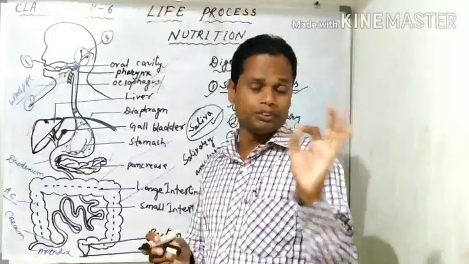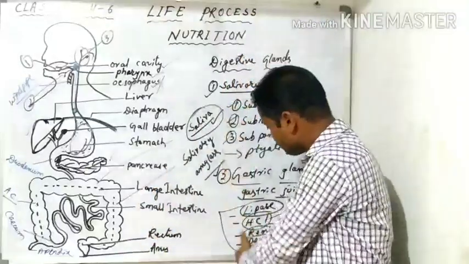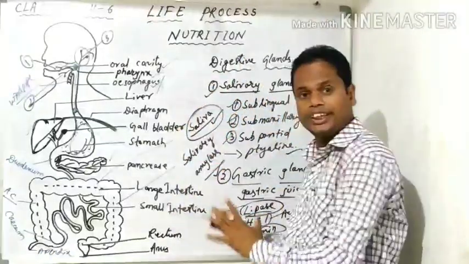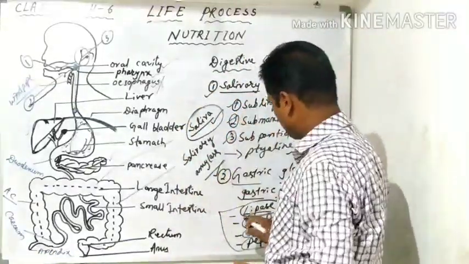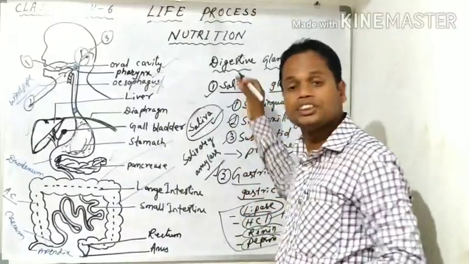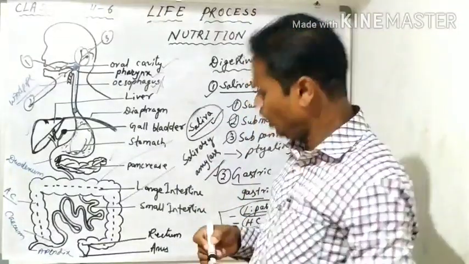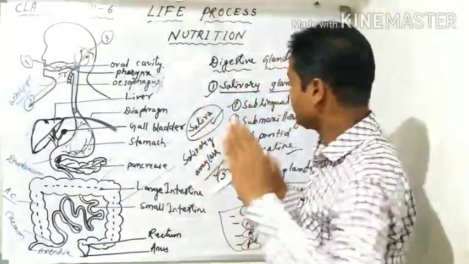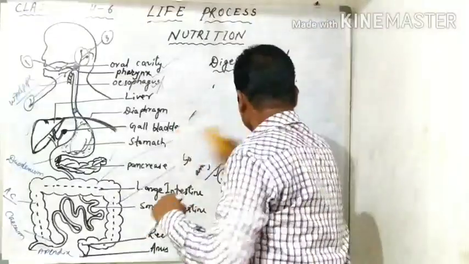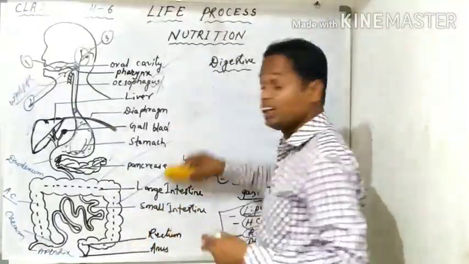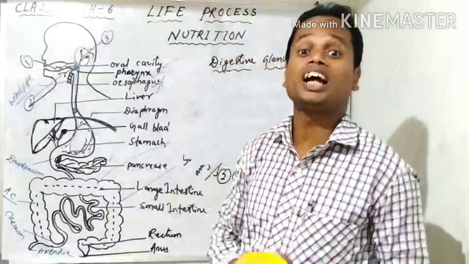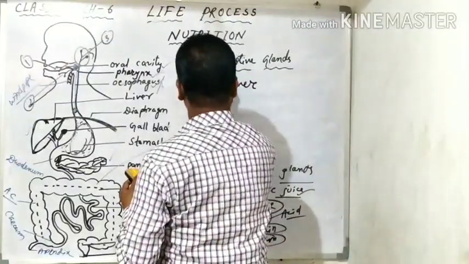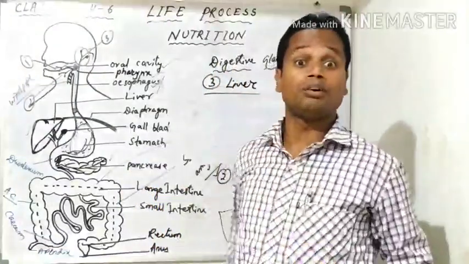I am telling this very briefly because in the mechanism of digestion, we will discuss very properly the functions of all these enzymes. Now coming to the third type of digestive gland, that is the liver. Remember my children, the liver is the largest gland of our body.